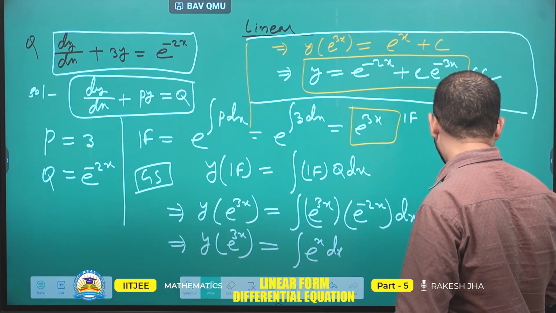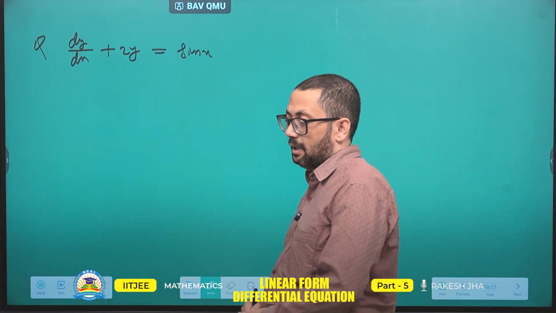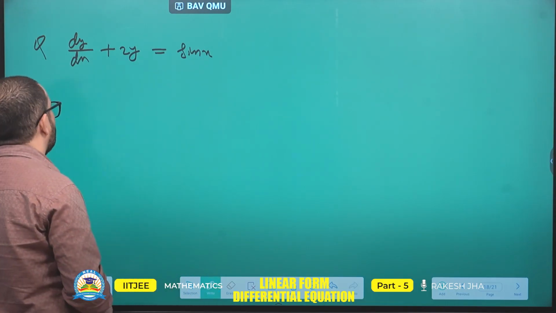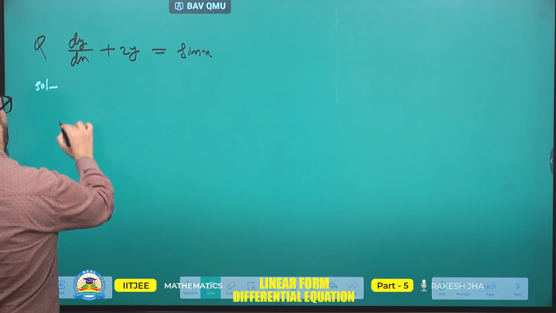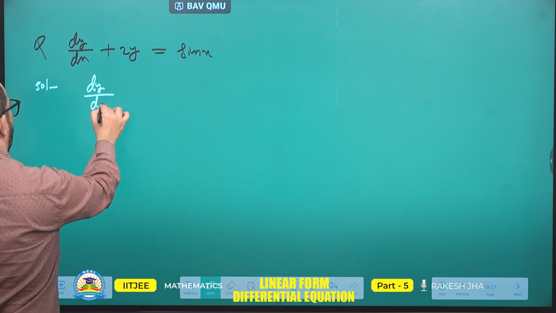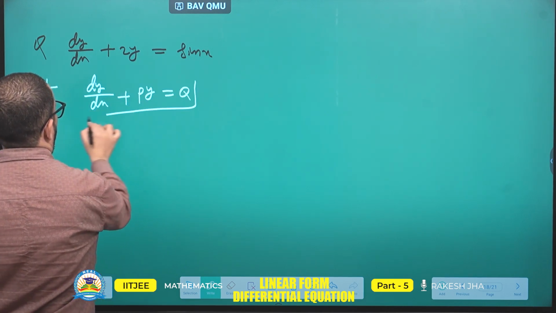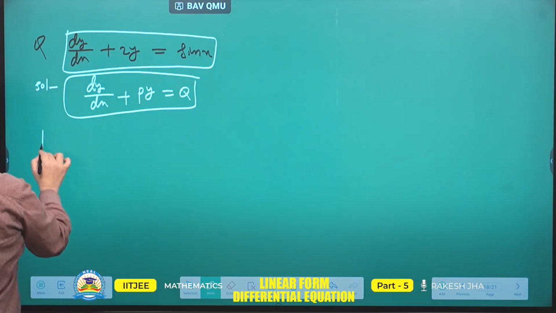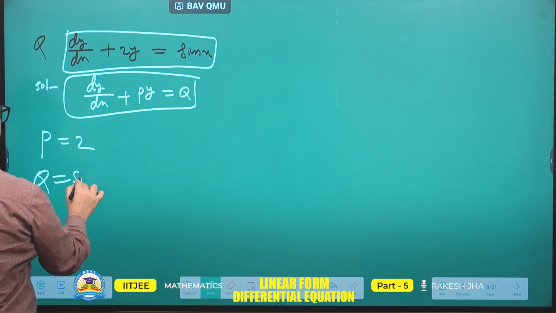Now let's take the next example. The next question is dy by dx plus 2y is equal to sin x. The same logic we will apply here. Our general form is dy by dx plus py is equal to q. If you compare with the given differential equation, you will find that p is equal to 2 and q is equal to sin x.